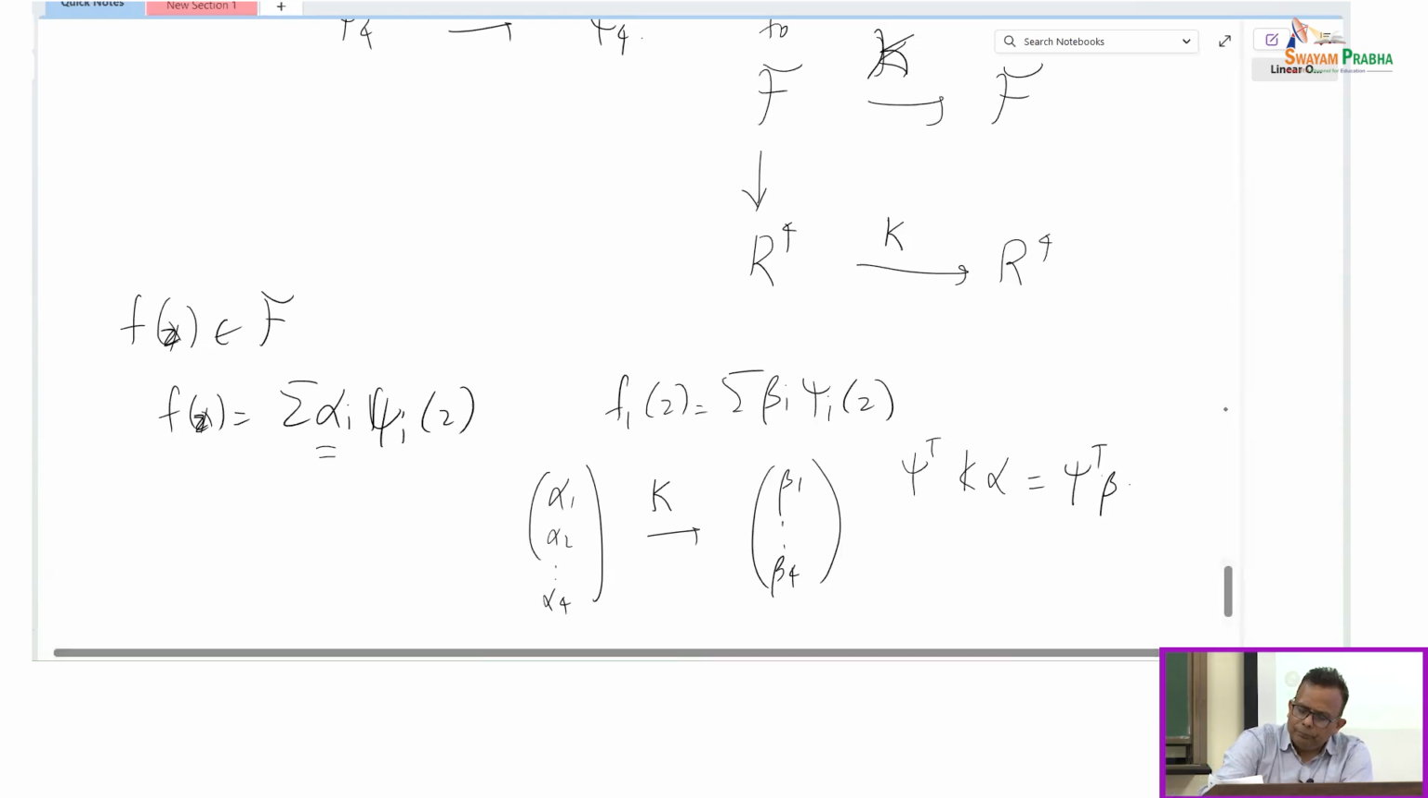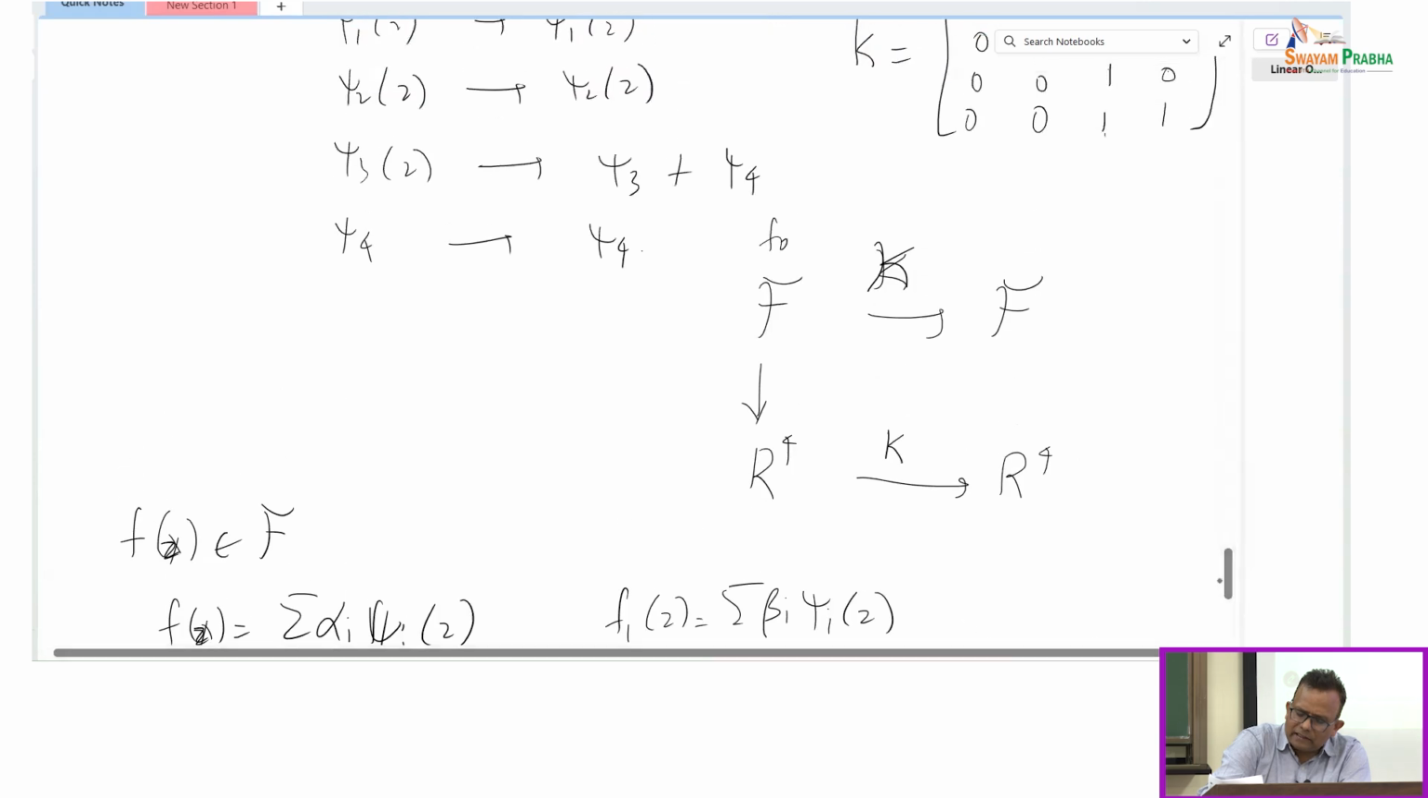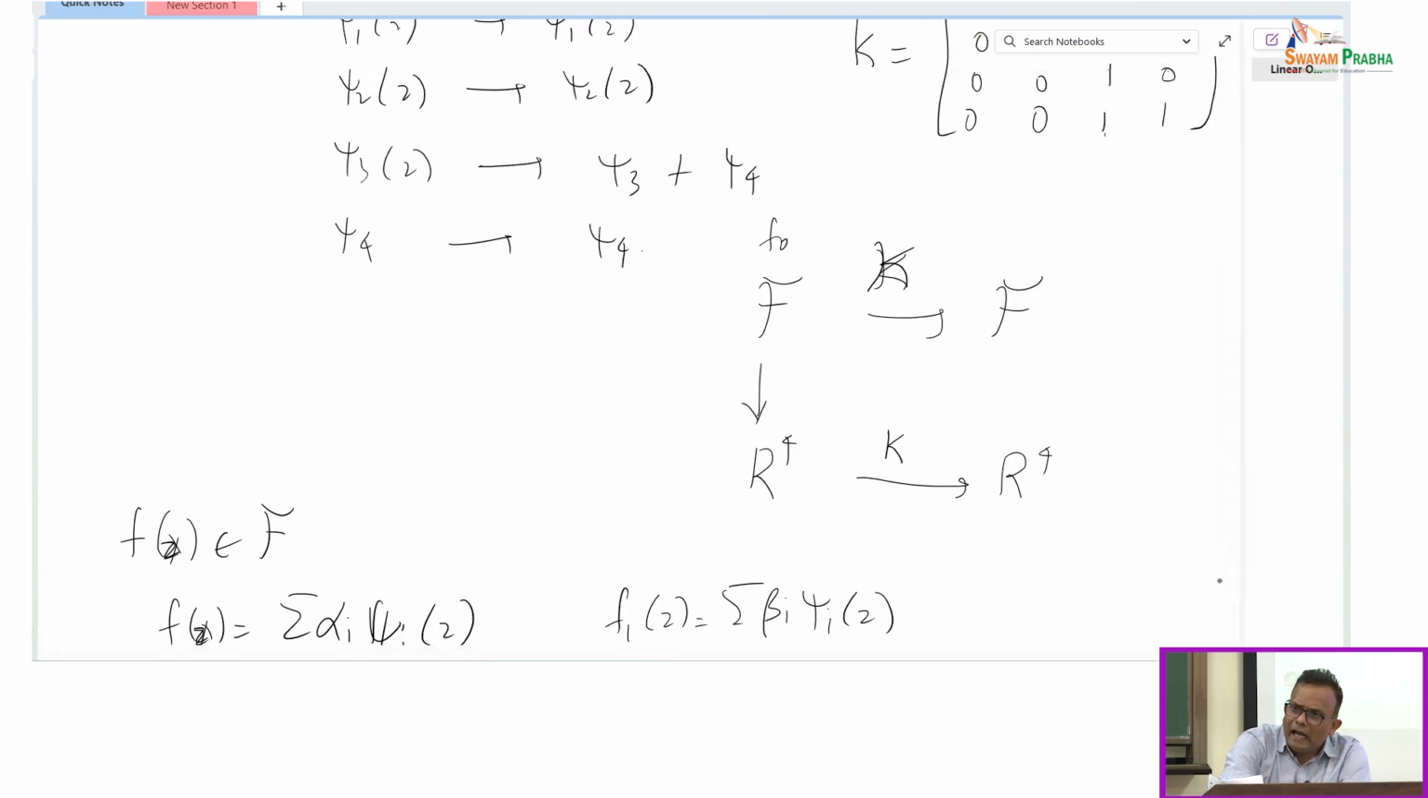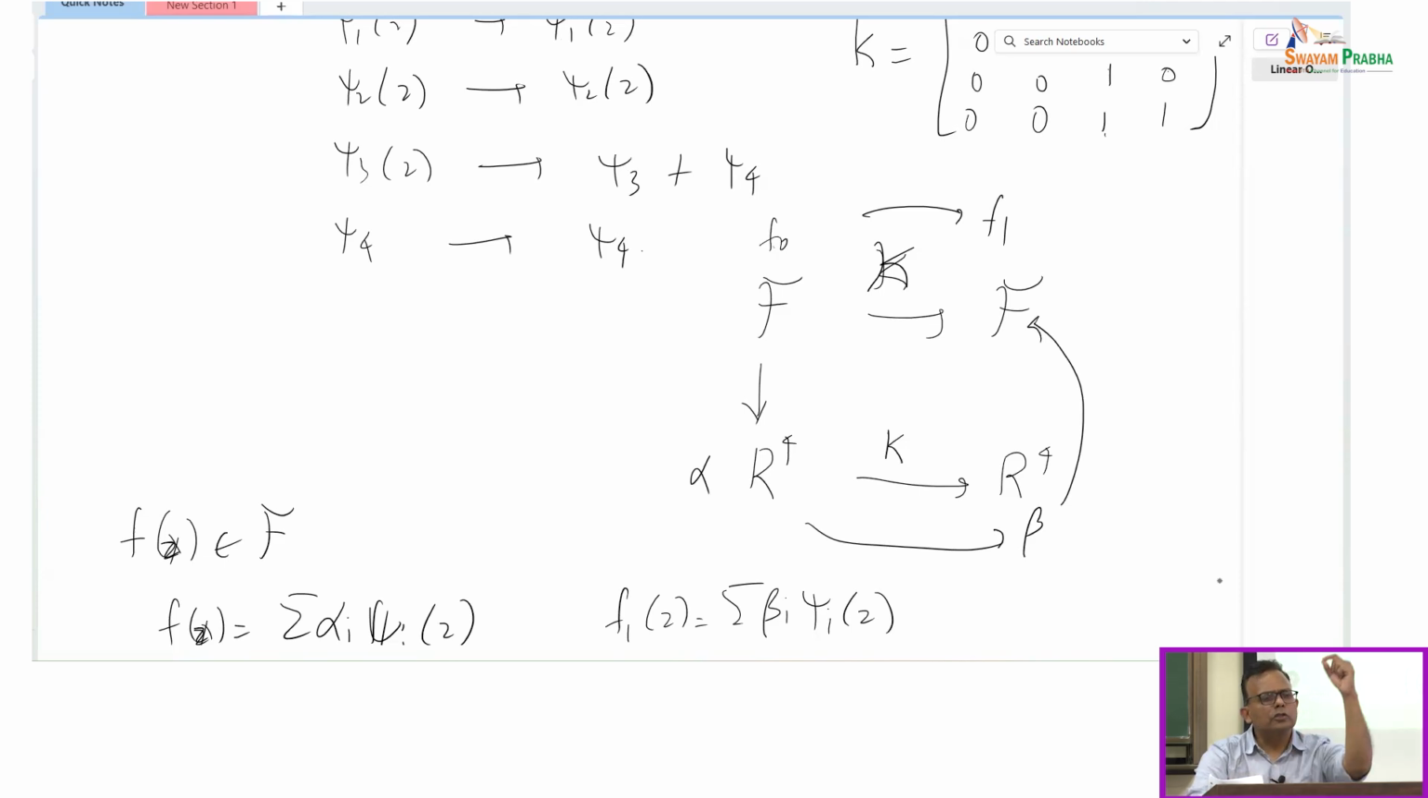The way you think about this diagram is as a commutative diagram. You have F0. I want to know how F0 will go to F1. You first project F0 onto a finite basis, get the coefficient alpha, propagate alpha to get beta, and then go back, constructing F1 using beta. So instead of mapping function F0 to F1, you take a projection from F0 to alpha, propagate alpha to beta, and then move back from beta to F1.